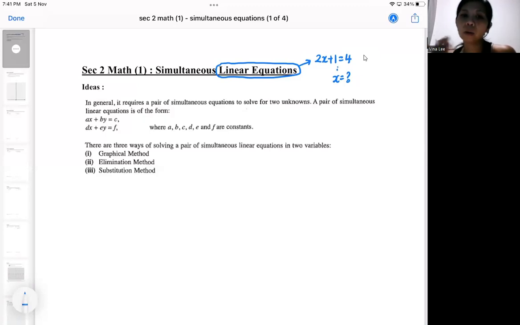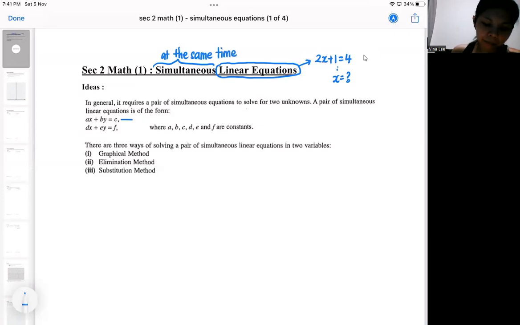So right now we are going to have a pair of simultaneous equations. Why is there such a big word for simultaneous? If you check the meaning, simultaneous means at the same time. So at the same time, you are given two equations, and from these equations we are going to solve for two unknowns at the same time.